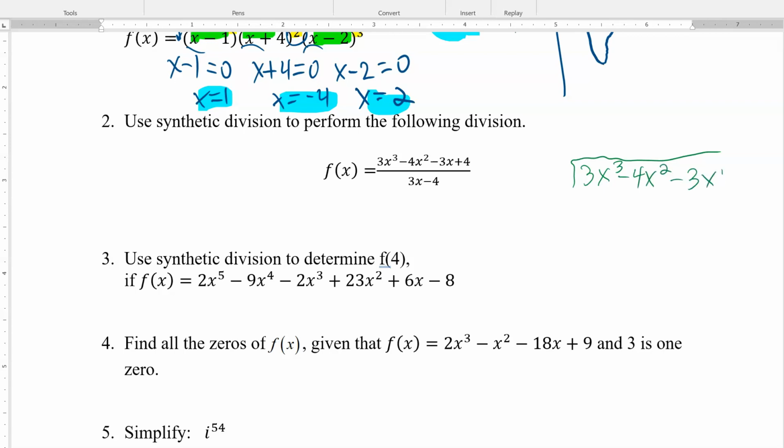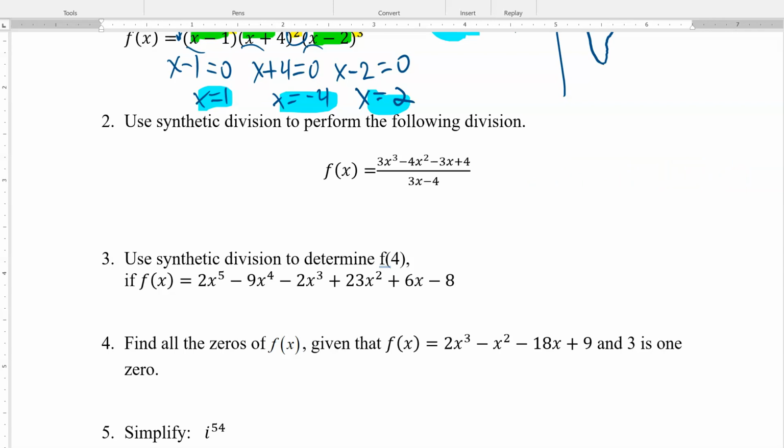Divided by 3x minus 4. Okay. If you do this with... I'm messing up on this. This is the long division, isn't it? So I did mess this up. Okay, let's try this again. Let's follow the directions.